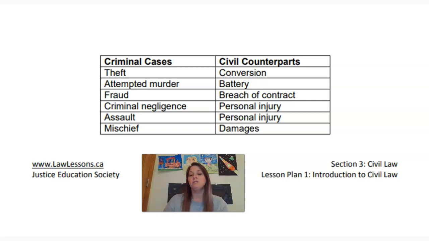So if you make a contract with someone to, say, repair their roof, and you don't do that, and it's not based on a fraudulent activity, that's an example of how a criminal case could actually be a civil case, just with a little different circumstance.